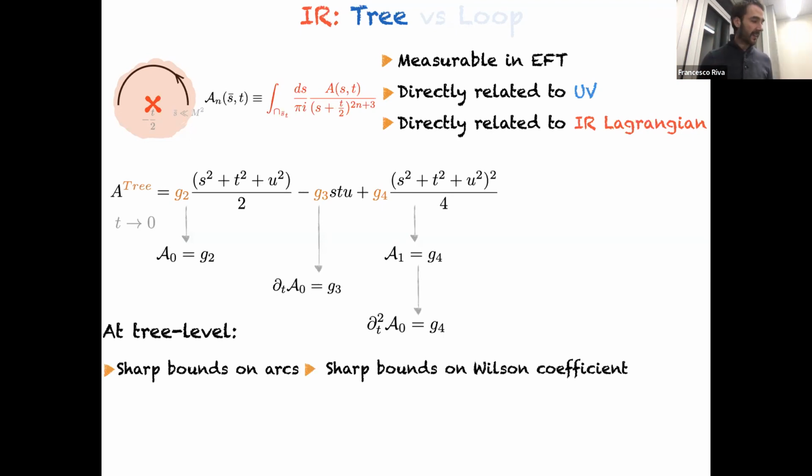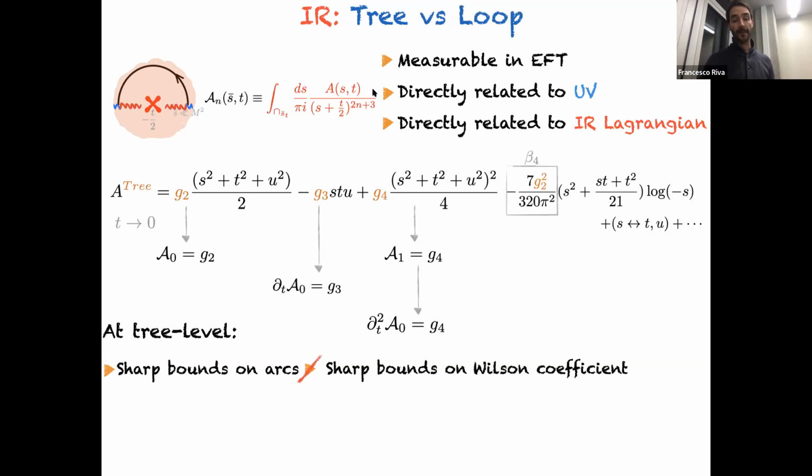Now, this is very interesting, I think, because this approach gives you the feeling that you can individually pick every single coefficient in your effective field theory expansion without any assumption, without assuming that this series converges or whatever. Each coefficient is related to one arc, and one arc will have its own bound. So the situation is very clean.